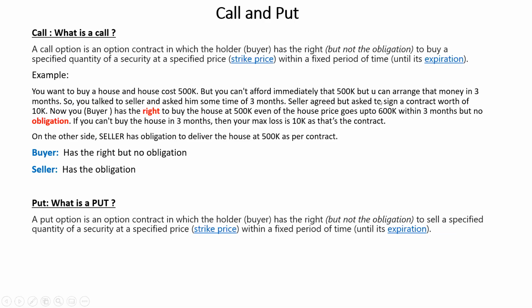You say that you can arrange it in 3 months, okay? So this 3 months is the period in which you know that you can arrange that kind of money. So you talk to the seller who is selling the house for 500K and ask him for some time, 3 months. The seller agreed, but asked you to sign a contract worth 10K.